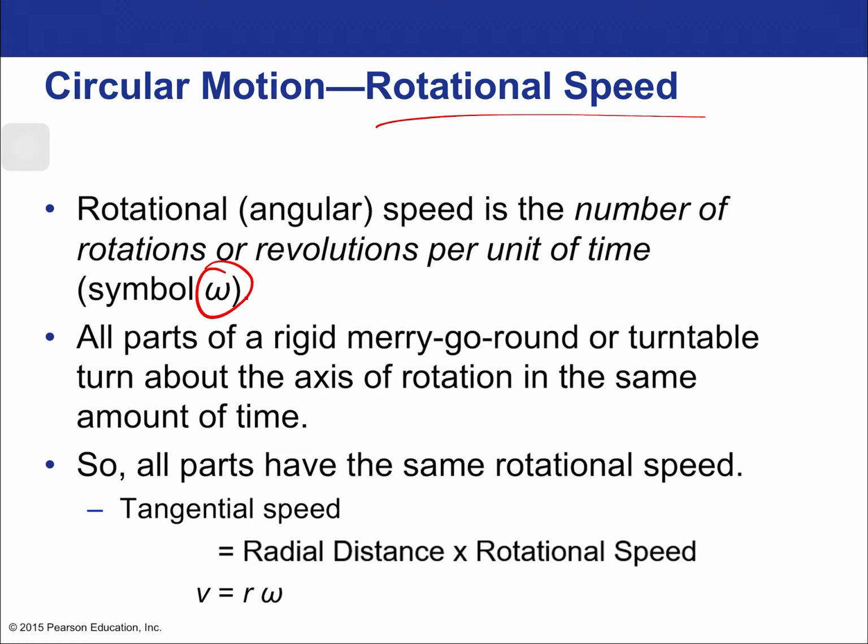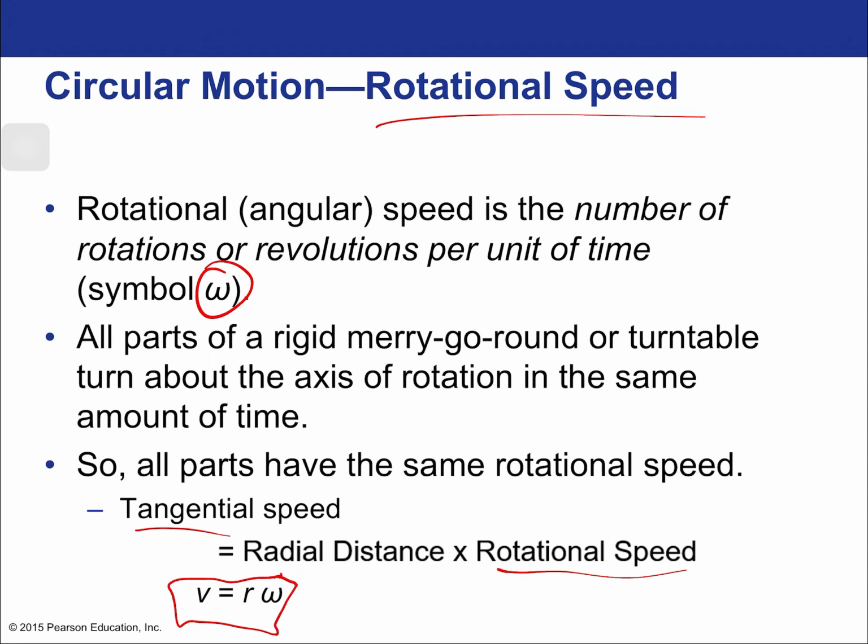So, to reiterate, all parts have the same rotational speed. Not all parts have the same tangential speed. Tangential speed is part specific. Rotational speed describes the whole rotating object. In fact, tangential speed can be found if you know rotational speed, and it's found using this very important formula.